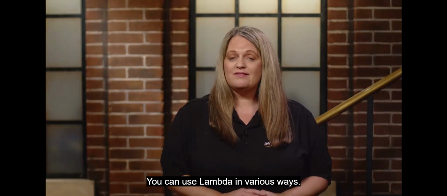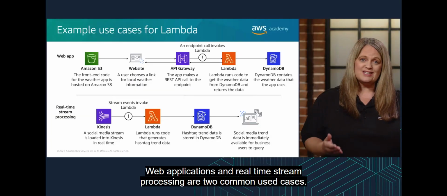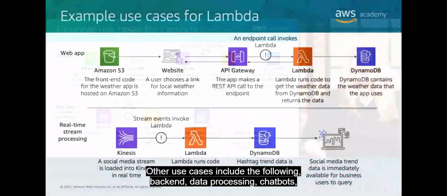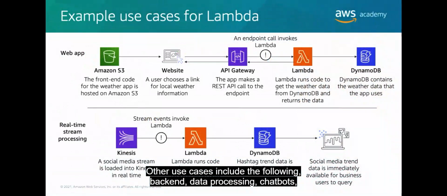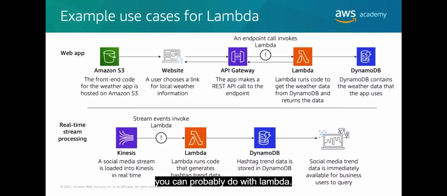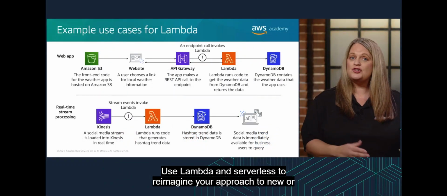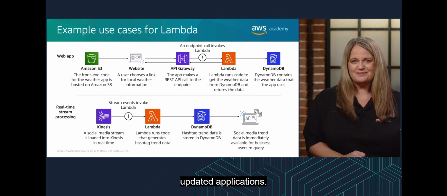You can use Lambda in various ways. Web applications and real-time stream processing are two common use cases. Other use cases include the following: backends, data processing, chatbots, Amazon Alexa, and IT automation. Anything you want to do with servers, you can probably do with Lambda. Use Lambda and serverless to reimagine your approach to new or updated applications.